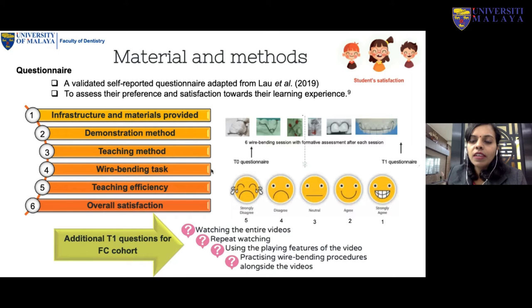Responses were recorded using a 5-point Likert scale, where a score of 1 was given for strongly agree and 5 for strongly disagree. The T1 questionnaire, which was given at the end of the wire bending session, had an extra element of questions to assess the students' usage and also perception of the video.